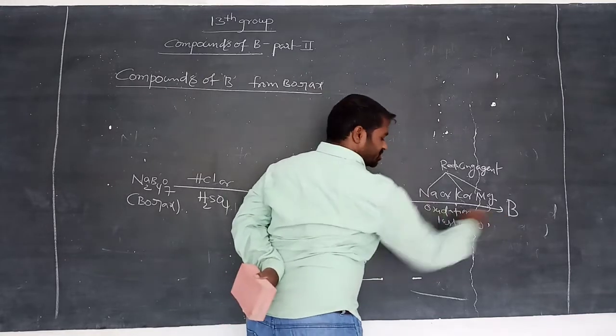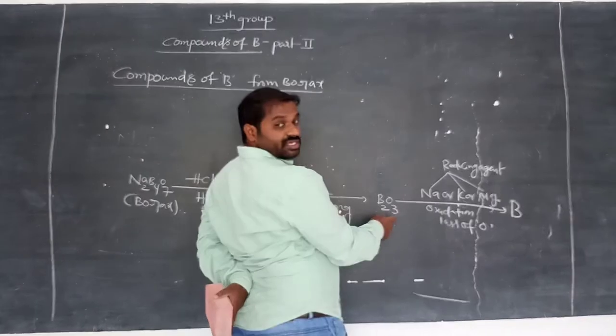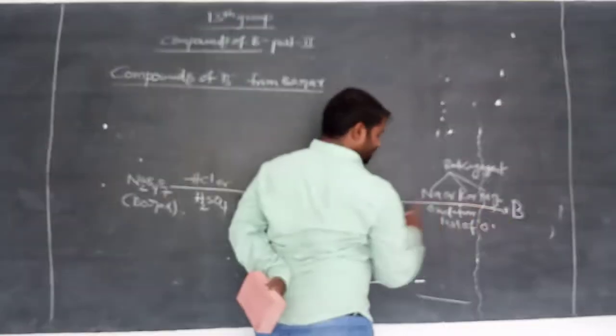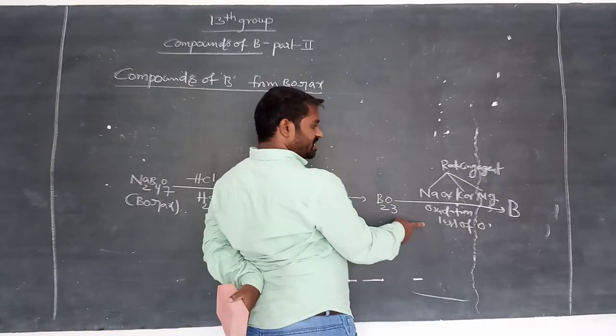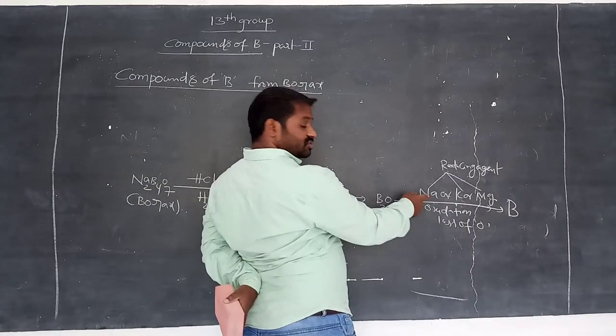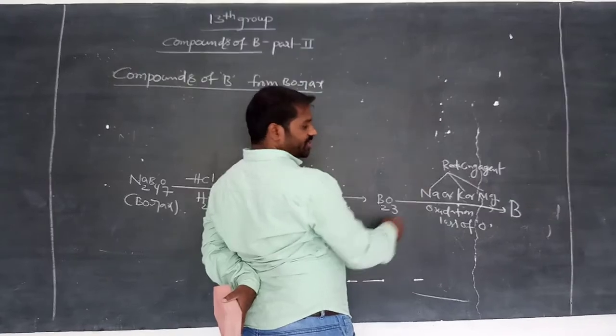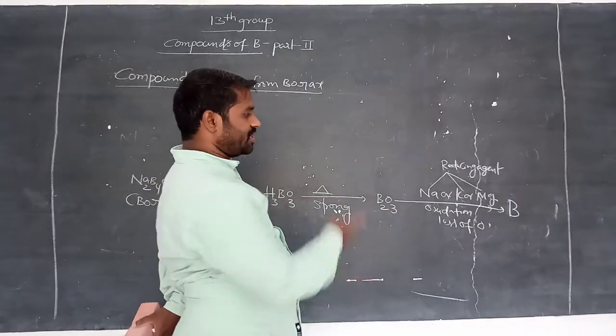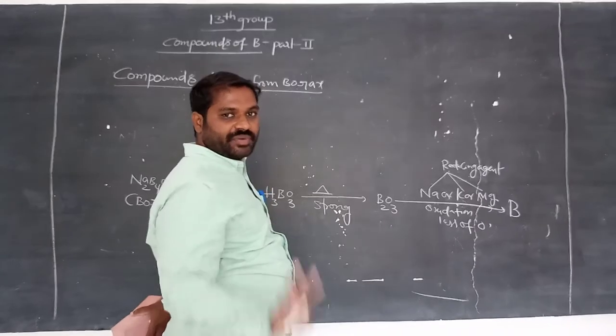Compare these two, what happened? This B2O3 loses the oxygen. Why? Because there is no oxygen here. From here to here it loses the oxygen. So that is called oxidation. So now the sodium removes the oxygen from this one, so it is called a reducing agent. Those which can remove the oxygen from a compound are called reducing agents. Keep it in our mind.